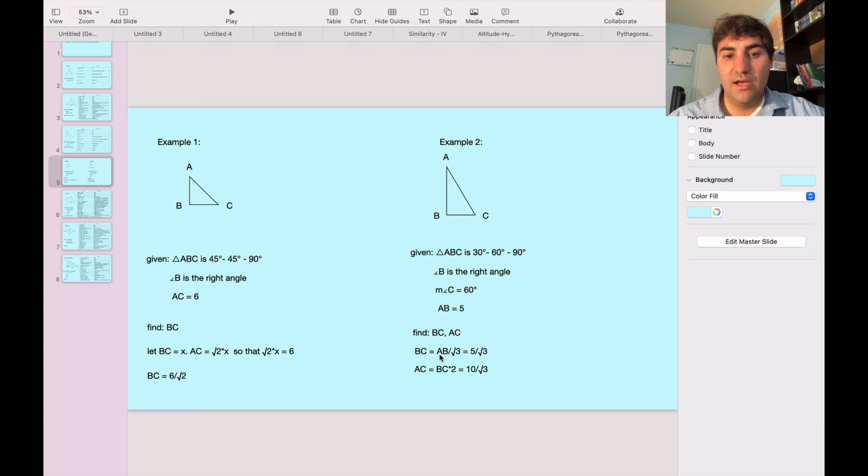We don't know what BC is, so we have to find that, right? We can just divide by the square root of 3. Length of AB divided by square root of 3 is equal to 5 divided by square root of 3. So if BC equals 5 divided by the square root of 3, then square root of 3 times 5 divided by square root of 3 is 5, and you get that AB is equal to 5. So that's the right computation. So the length of AC is going to be BC times 2, so 10 over root 3.